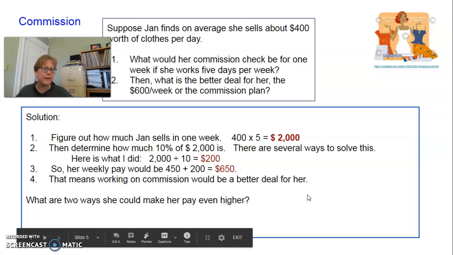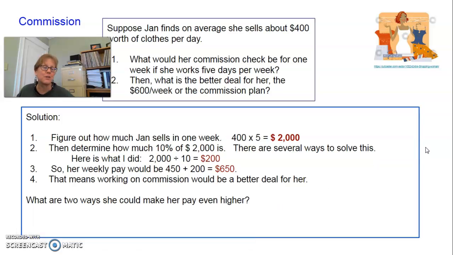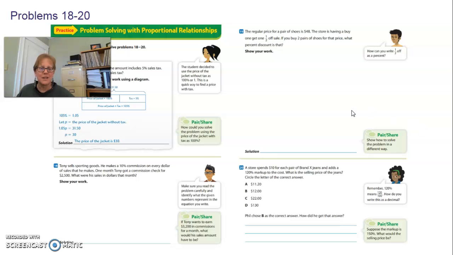Here's what I'd like you to do right now. I'd like you to think about this. What are 2 ways she could make her pay even higher? Right? And people who are working on commission are always trying to think about that. So add that. We're not going to go over that, but I want to read some of your ideas. All right, so pause, answer this question right here, and then when you're ready to move on, just start the video. All right, so here we go.